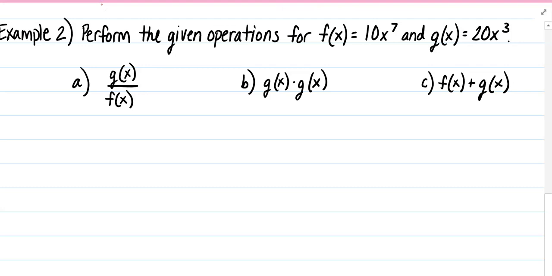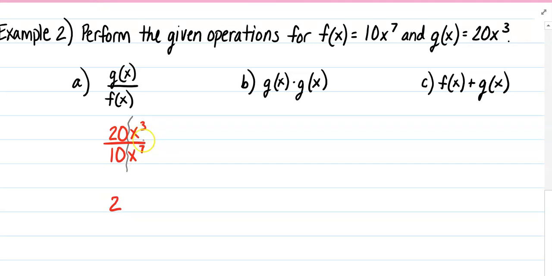All right, so for example, g of x divided by f of x, that would be doing 20x to the 3rd divided by 10x to the 7th. And so here we would use our exponent rules to help us simplify. Now 20 divided by 10, right, this part of the problem, those aren't exponents, those are just normal numbers. So I can divide those normally. 20 divided by 10 is 2.